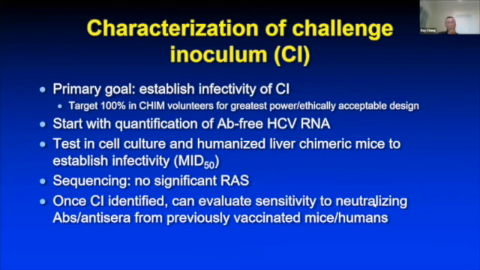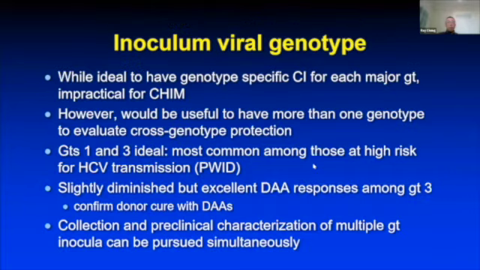We would want to start with quantification of antibody-free HCV RNA, tested in cell culture and humanized liver mouse model to establish an infectivity measured in the form of MID50s. We'd want to sequence that inoculum and be sure that there were no significant resistance-associated substitutions. Once the inoculum was identified, we could then go back and evaluate the sensitivity of that inoculum to neutralizing antibodies and antisera from previously vaccinated mice or humans.